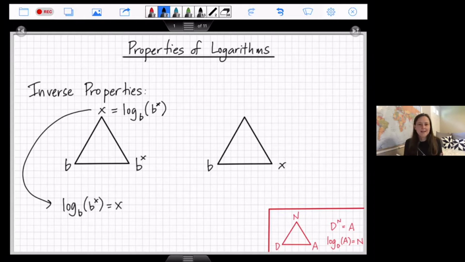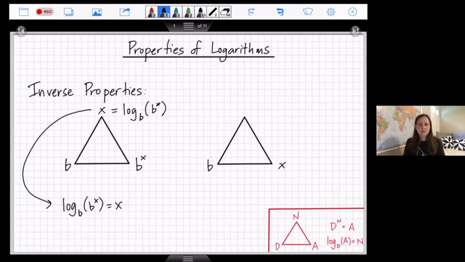What does that mean? This is telling you that if you have an exponential function plugged into a logarithm and their bases match, the log base b and the b to the will cancel out and the x will just fall down on the ground. It's kind of like taking the square root of a square or vice versa. They're inverse functions, they cancel each other out.